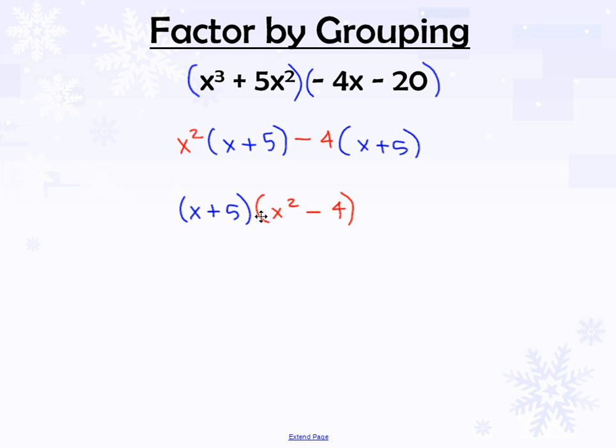Then I look and see if I can factor this further. This is a perfect square and a perfect square, so I have a difference of perfect squares, so it can be factored further. So I have x plus 5. And then when I factor this, it factors into x plus 2 and x minus 2. So those are my factors.